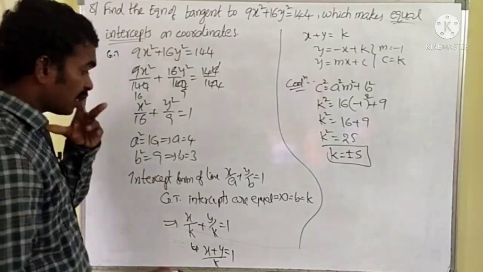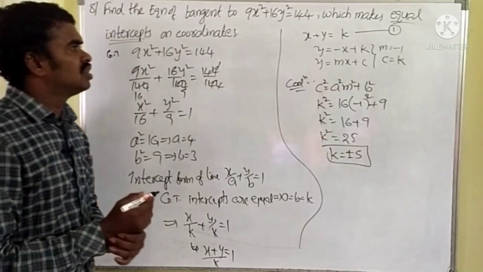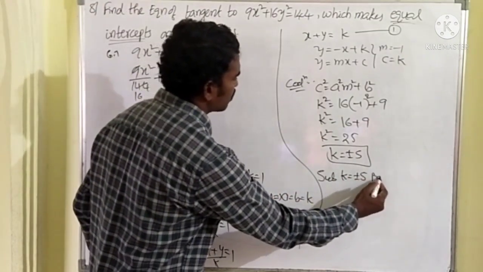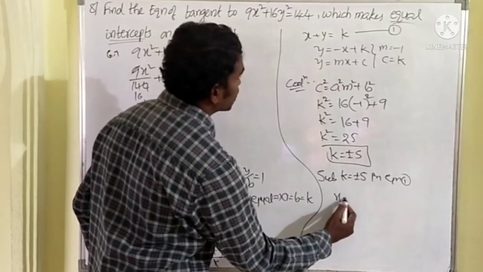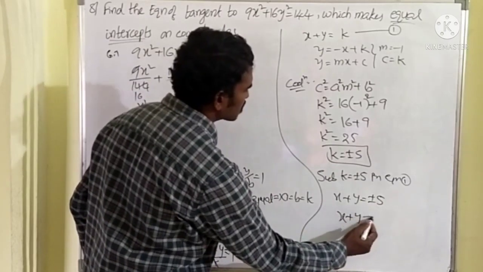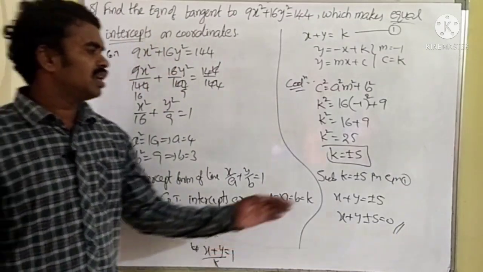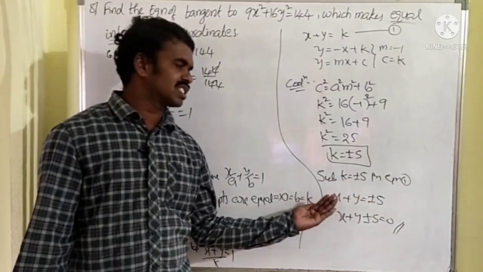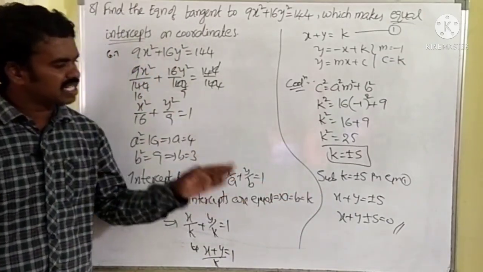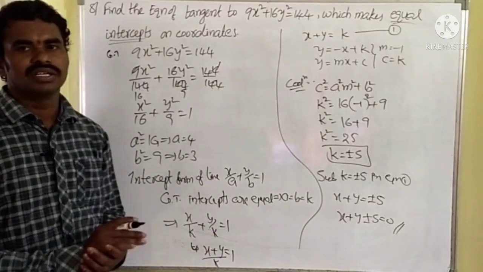After the k value, what do we have to do? This is the required equation, so substitute k equal to plus or minus 5 in equation 1. Therefore x plus y equals plus or minus 5. Or we can bring it to the left side, and it still becomes plus or minus 5, since plus becomes minus and minus becomes plus, both are the same. So x plus y plus or minus 5 equal to 0 is the answer. That's it. Shall we go to the next problem?